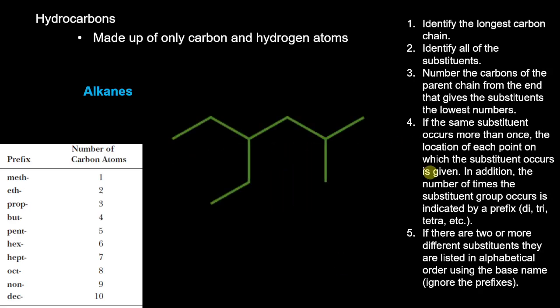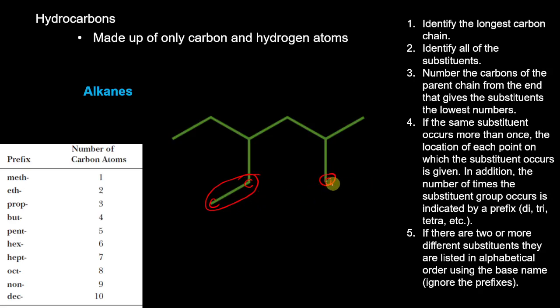Another one, let's have this one. So again, first identify the longest carbon chain. 1, 2, 3, 4, 5, 6. This is the longest carbon chain here. Next, we identify all the substituents. This one is the substituent over here. This one is one carbon. This one is composed of two carbons.